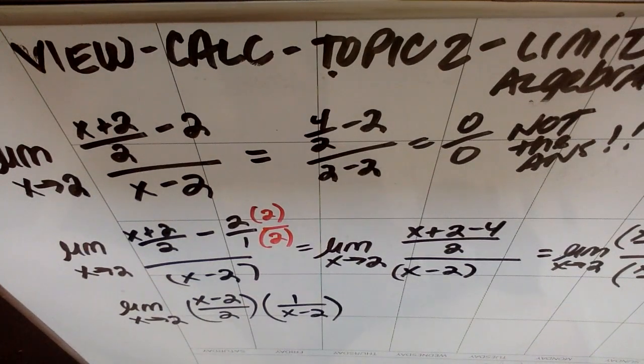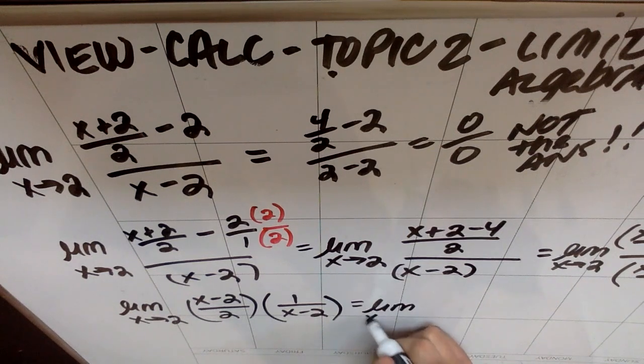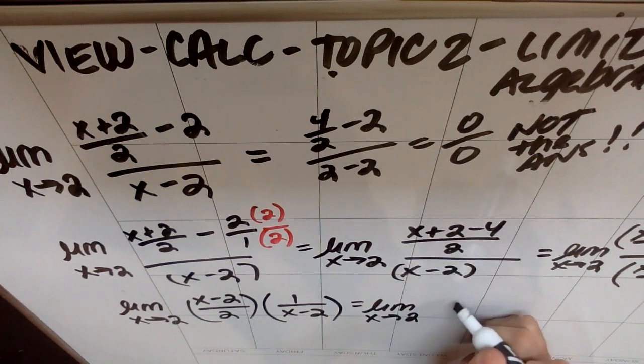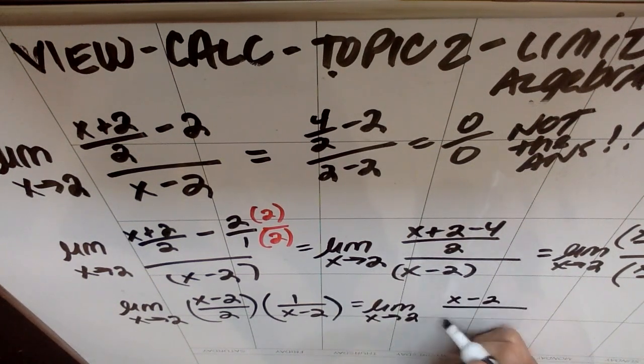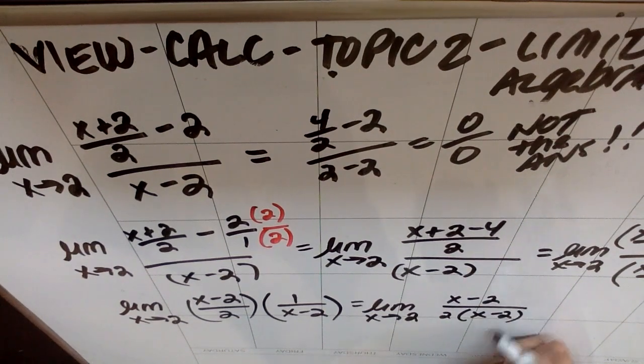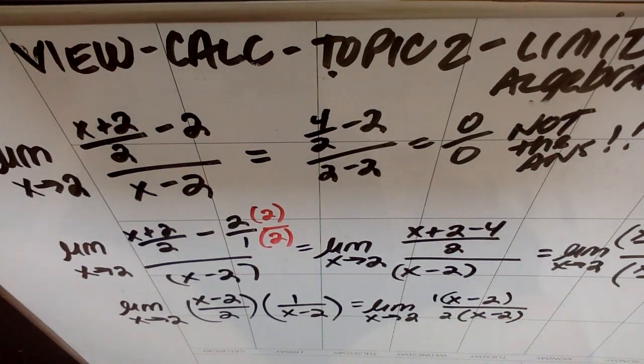What I want you to notice is that there's now a factor that cancels out. If you need to see it, you can write this as an x minus 2 on the top and a 2 times an x minus 2 on the bottom, or if you want to write a 1, it doesn't matter to me. The x minus 2's, which are my problem factor, the thing that's making these things be 0, cancel, and I get that this is just the limit as x approaches 2 of 1/2.